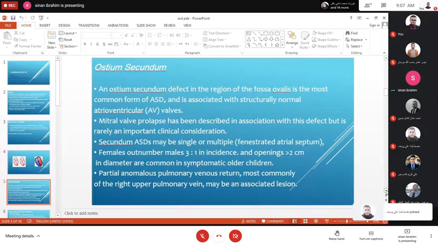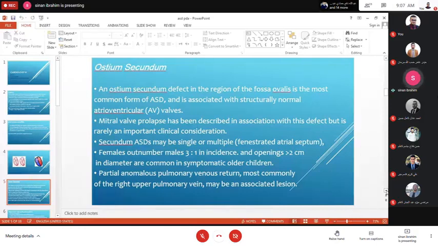Small or short notes about the atrial septal defect secundum type, which is the most common form of ASD and usually associated with structurally normal atrioventricular valves. ونحن قلنا here in the middle. Usually the mitral and tricuspid valves are normal.